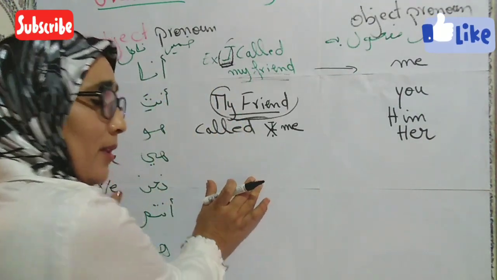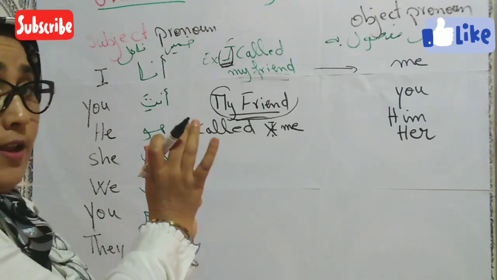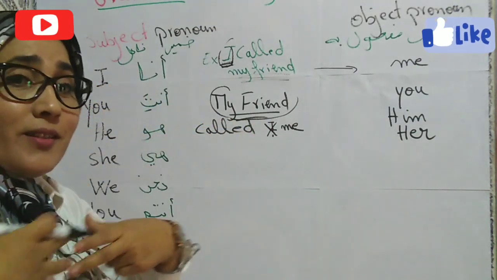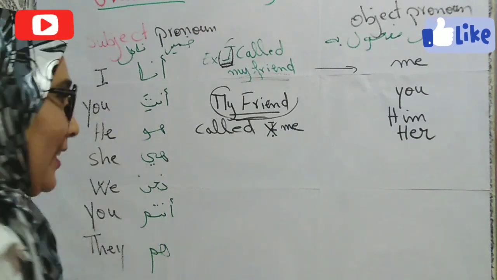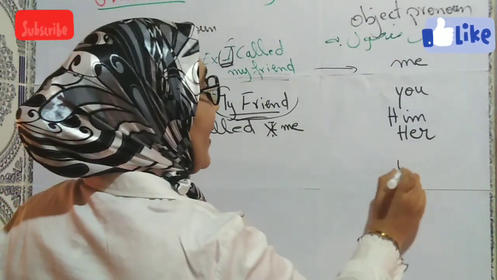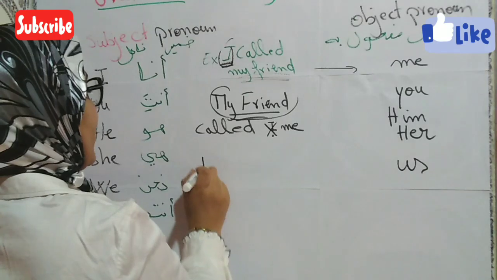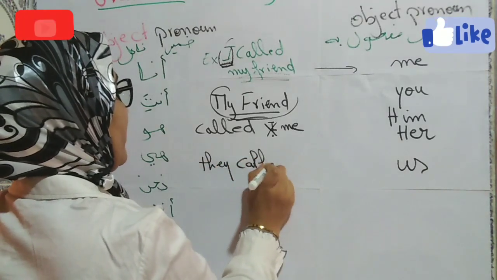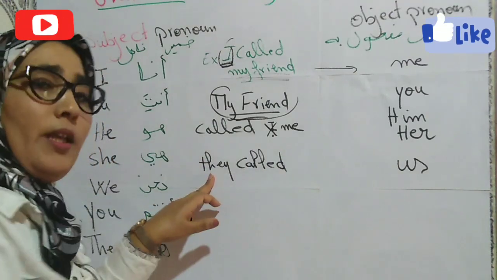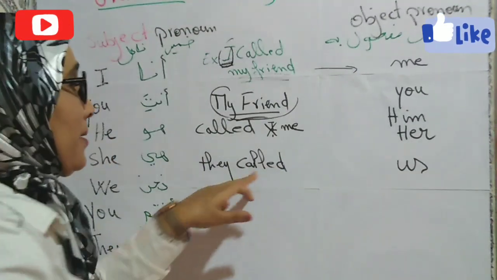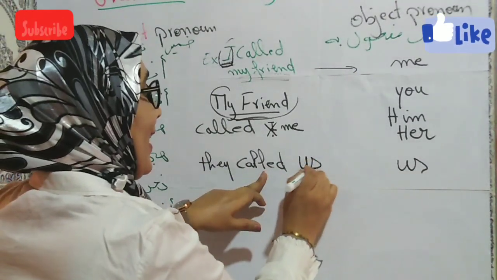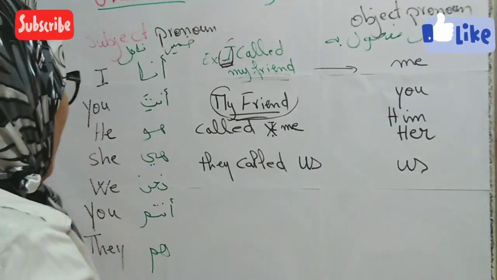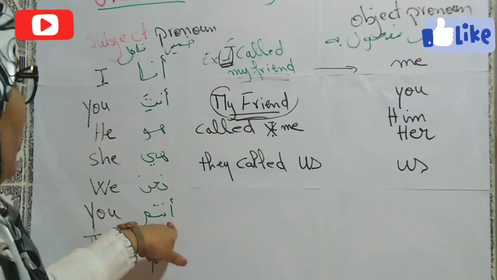يعني لازم أن تبقى مكان الفاعل. We called them, but they called us. Perfect, that's it. They called us. Okay, let's say they called. So they here is a subject pronoun and us is an object pronoun. Perfect. We move now to you.